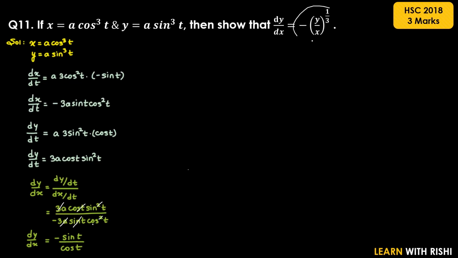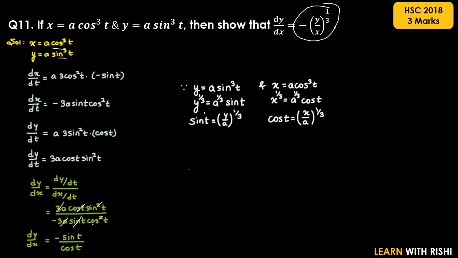Now if you see here, we want the answer in terms of y and x and not in terms of t. So from these equations, x is equal to a cos cube t and y is equal to a sin cube t, we'll solve for cos t and sin t. We'll take the cube root on both sides, so y raised to 1 by 3 is equal to a raised to 1 by 3 sin raised to 3 by 3, that is sin t. Therefore, sin t will be equal to y upon a the whole raised to 1 by 3. And similarly, cos t will be x by a the whole raised to 1 by 3.